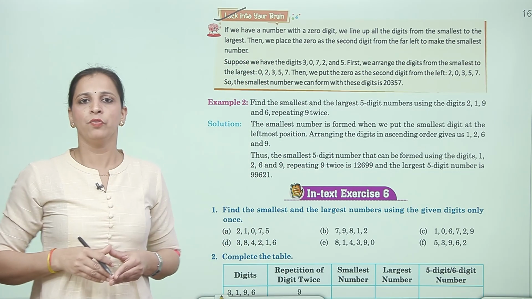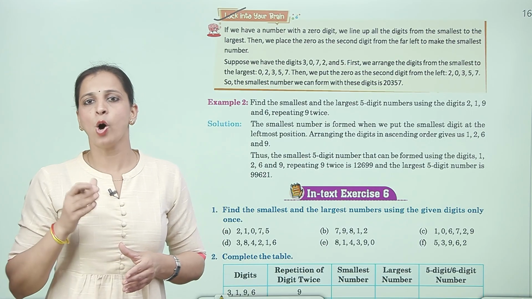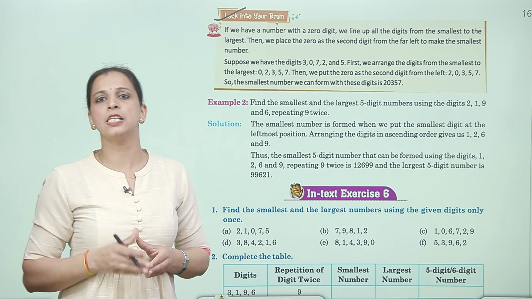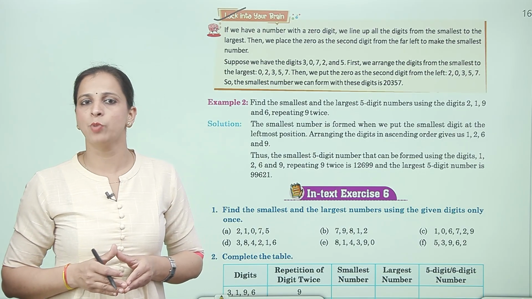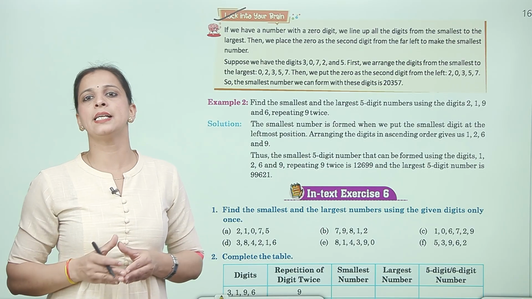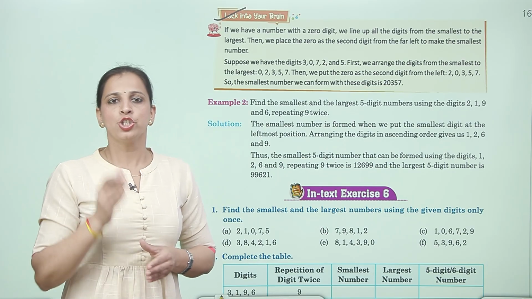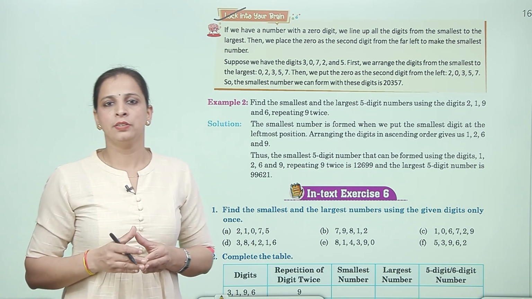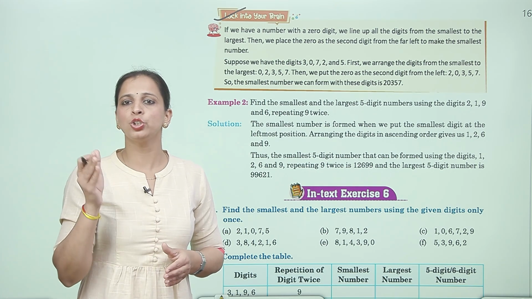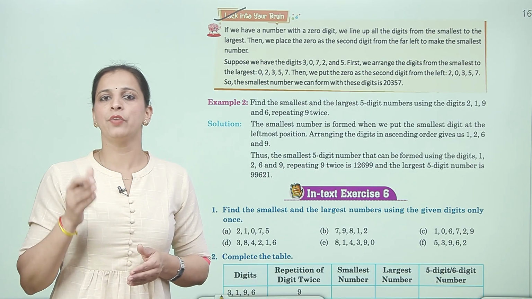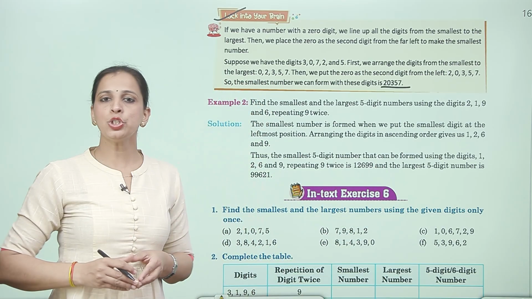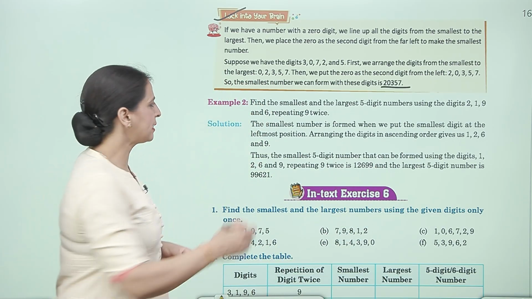Now lock into your brain. If we have a number with a 0 digit, we line up all the digits from the smallest to the largest. Then we place the 0 as the second digit from the far left to make the smallest number. Suppose we have the digits 3, 0, 7, 2 and 5. First we arrange the digits from the smallest to the largest: 0, 2, 3, 5, 7. Then we put 0 as the second digit from the left: 2, 0, 3, 5, 7. So the smallest number we can form with these digits is 20357.